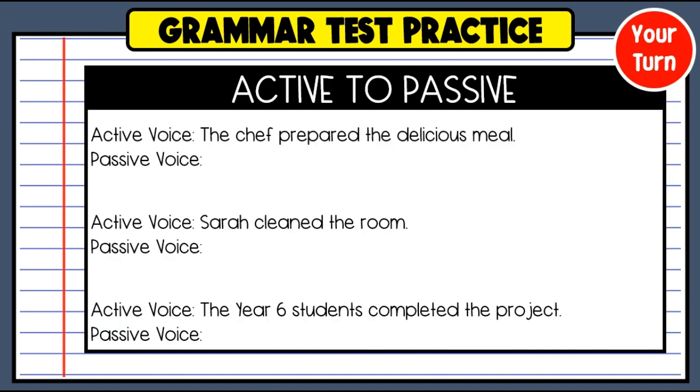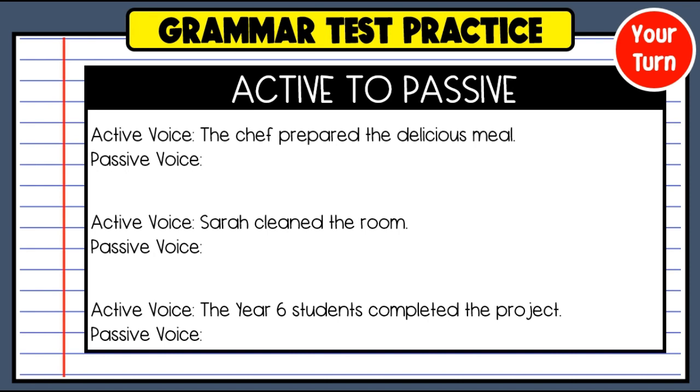Okay, now it's your turn. Let's have a look. So we've got some active sentences. The chef prepared the delicious meal. We have Sarah cleaned the room, and then we have the year 6 students completed the project. Can you now turn these into passive voice, each sentence into the passive? Freeze the video. We'll go for the answers once you're finished.